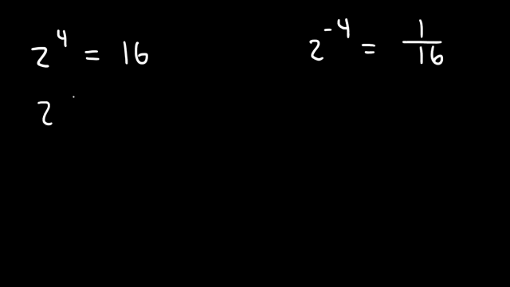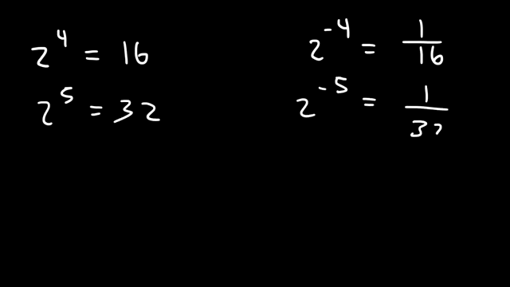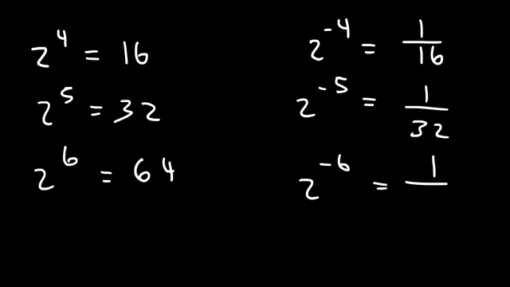Now earlier we said that 2 to the fourth is 16. So 2 to the negative 4 is going to be 1 over 16. 2 to the fifth is 32. 2 to the negative 5 is 1 over 32. So notice the pattern that you see here. 2 to the 6 is 64. 2 to the negative 6 is 1 over 64, and so forth.